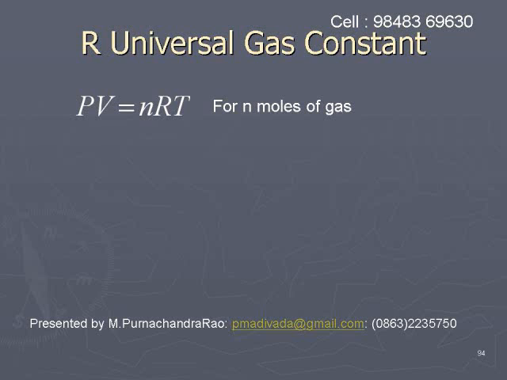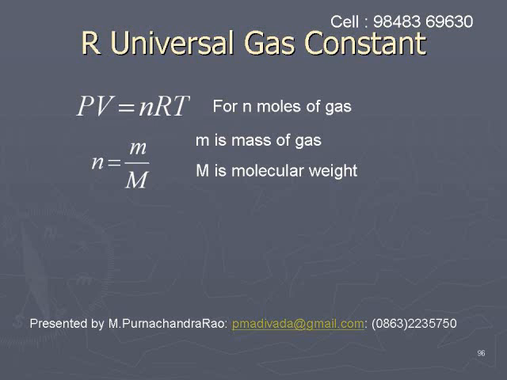From the relation PV is equal to nRT, for N moles of a gas, this law is valid, where N is the number of moles of gas. It can be calculated from the relation small m by capital M, where small m is the mass of the gas and capital M is the molecular weight of the gas.